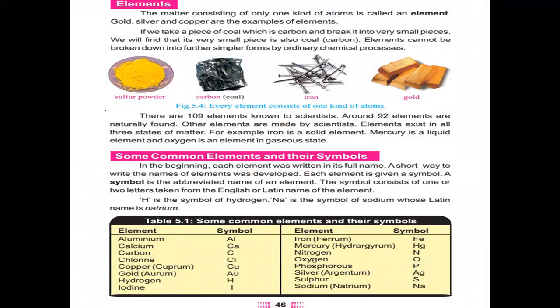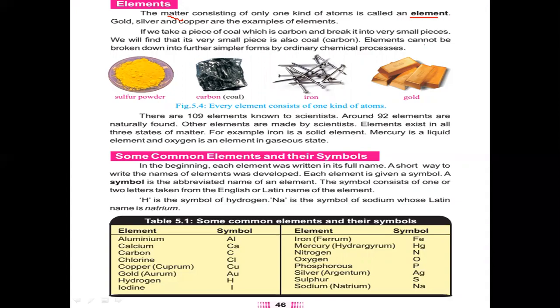Now we'll see some elements. What are elements and what is the relation with the atoms and molecules? So you'll see here. If matter consists of only one kind of atoms, then it is called an element. One kind of atom. That is matter. Okay. So, but the atoms are all the same.